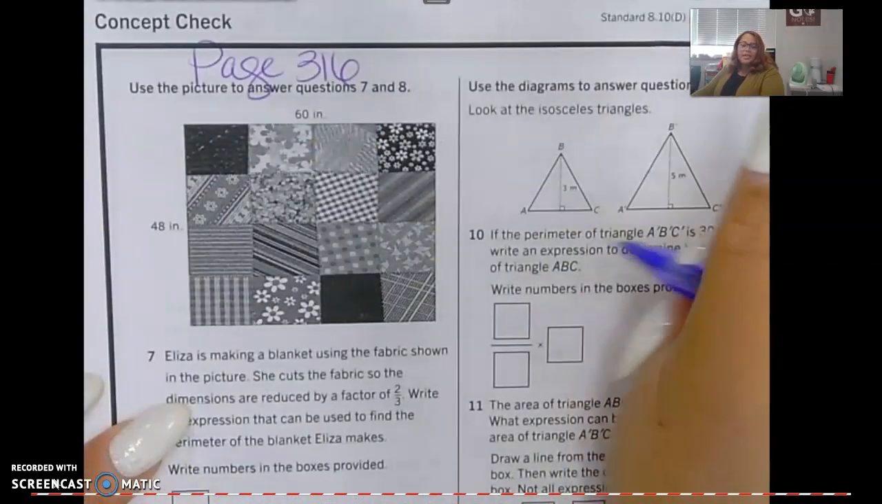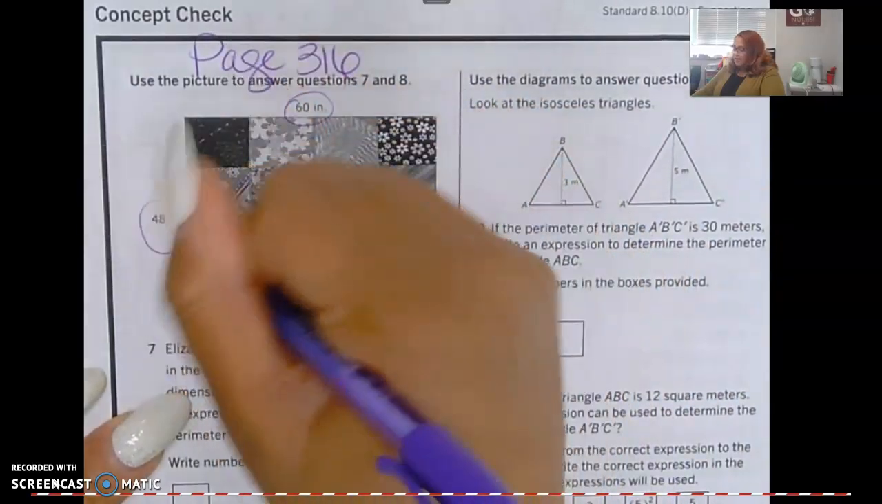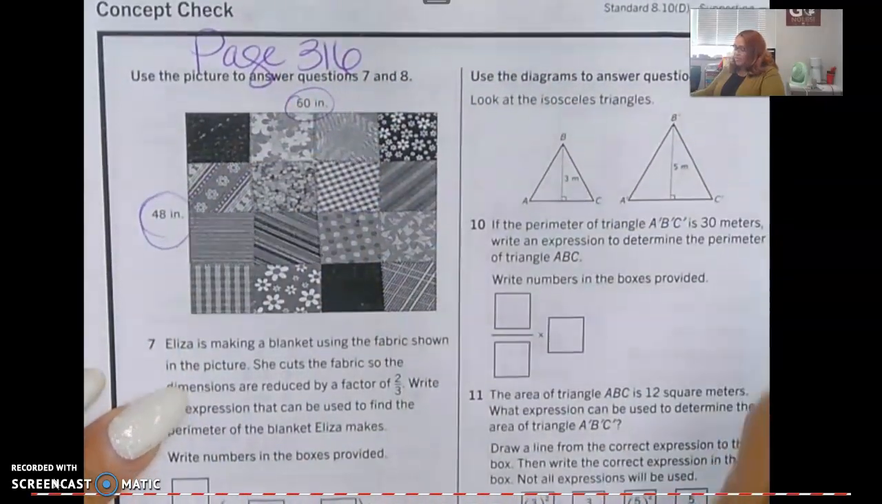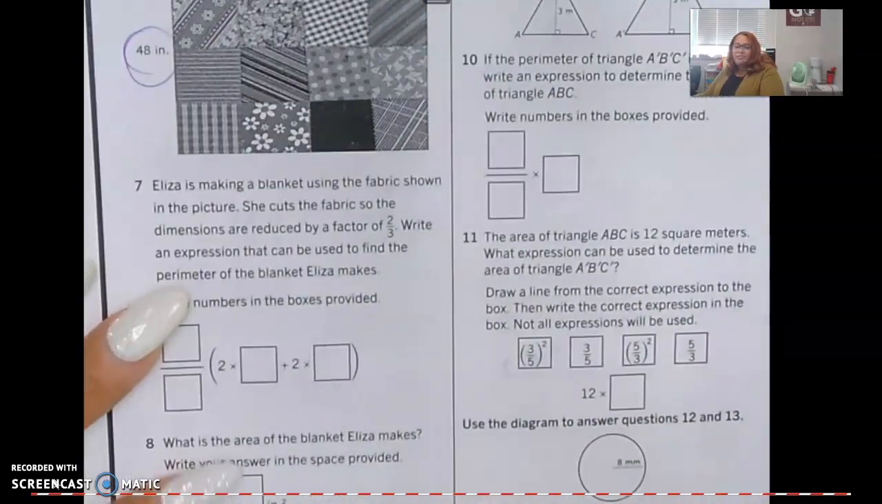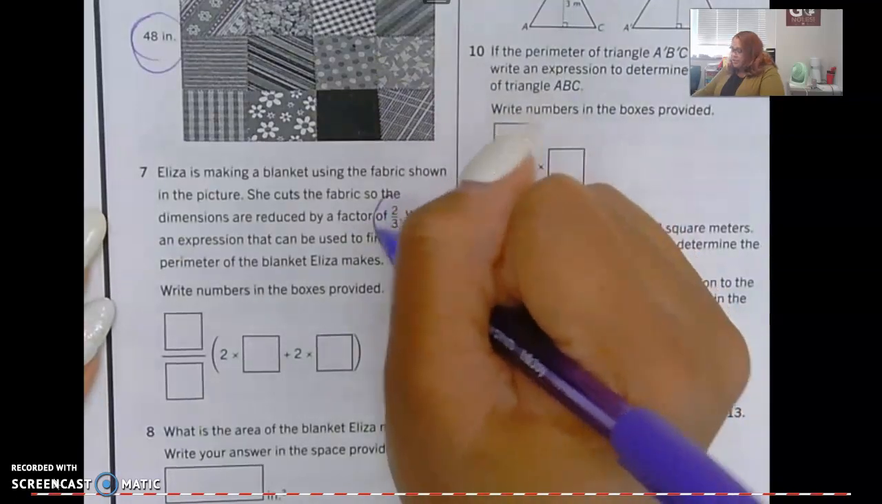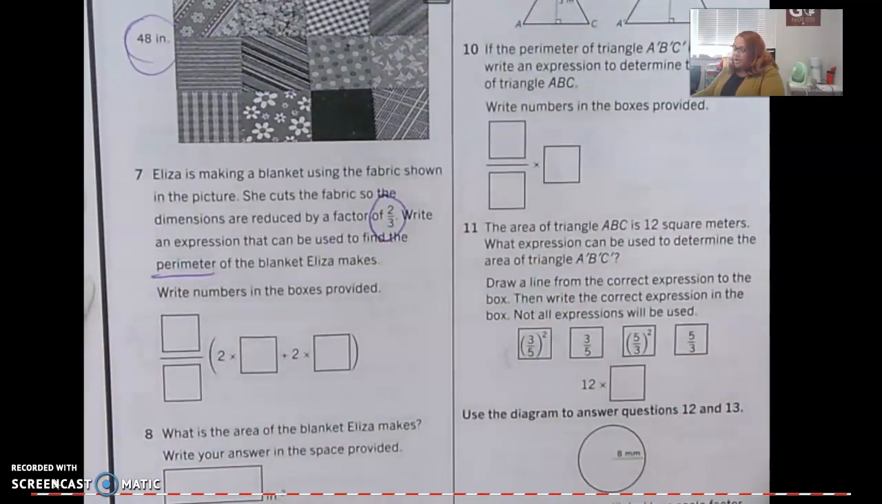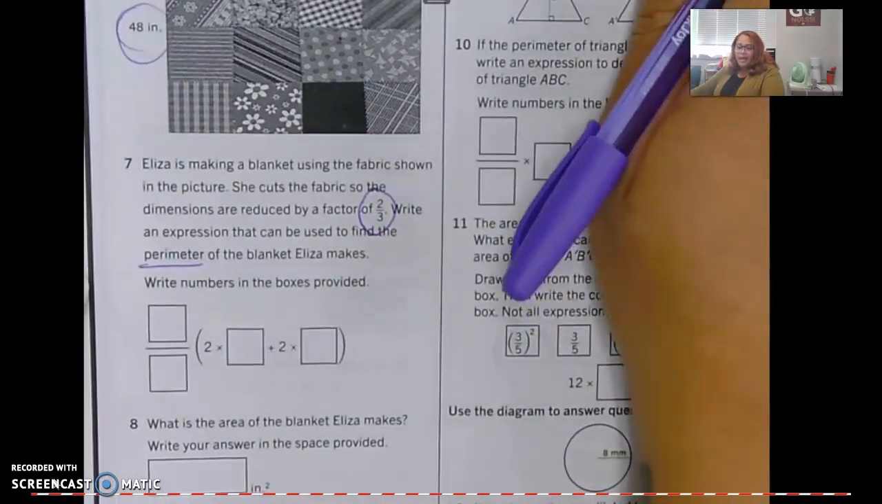Use this picture to answer questions 7 and 8. 60x48 is this quilt or blanket. Eliza is making a blanket using the fabric shown in the picture. She cuts the fabric so the dimensions are reduced by a factor of 2/3. Write an expression that can be used to find the perimeter of the blanket Eliza makes.